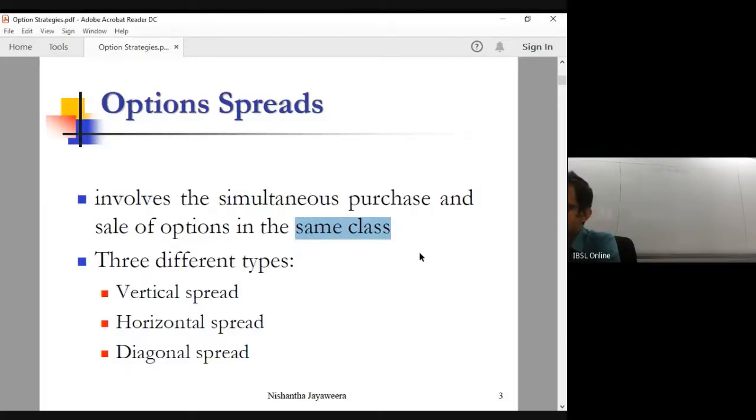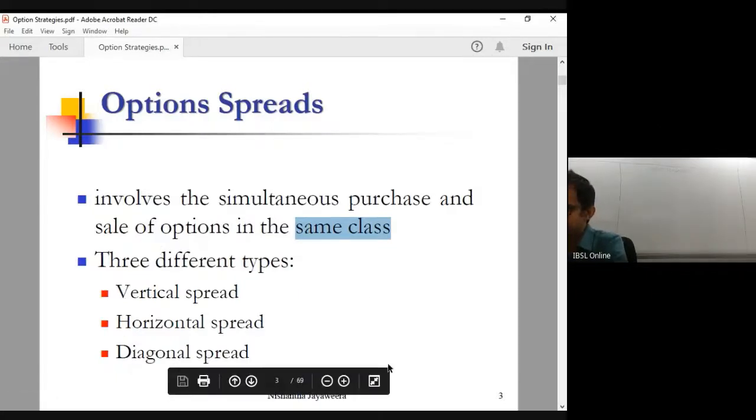What do we do? Simultaneously purchase a call, and at the same time sell a call. Buy a call and sell a call, or buy a put and sell a put. That is what we call a spread. Simultaneous purchase and sale of two call options or two put options. Again, there are three different types: vertical spread, horizontal spread, and diagonal spread.